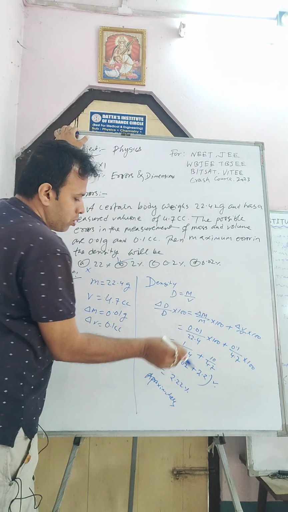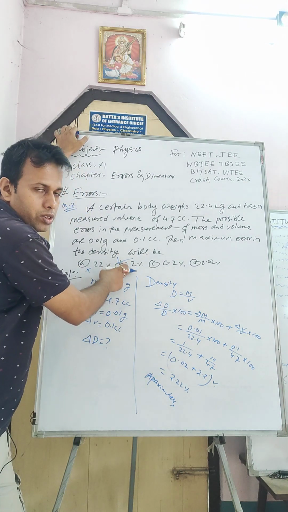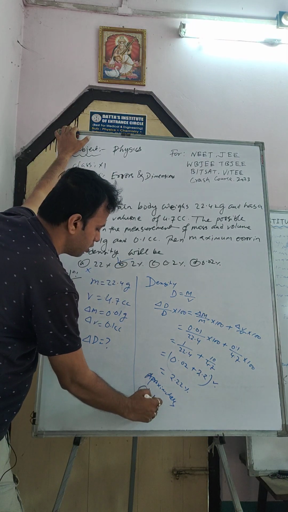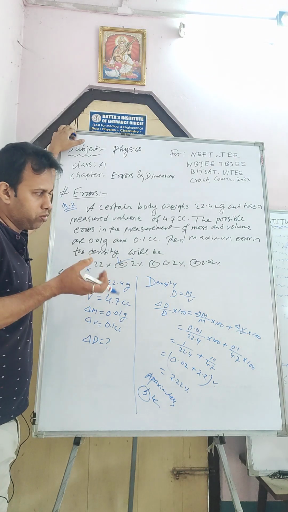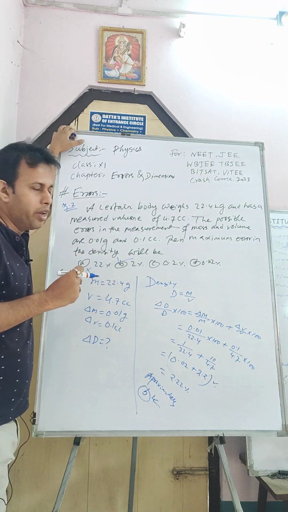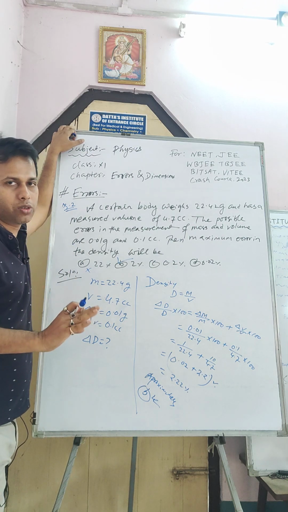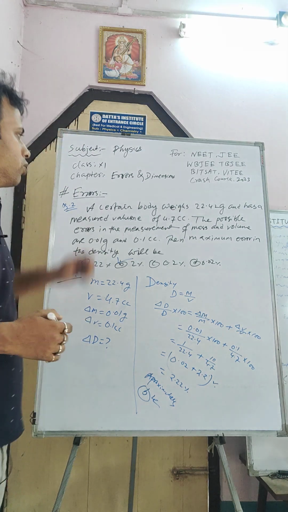Okay, so the closest one is 2.2%, that is 2%. So option B will be the correct answer. Sometimes you have no need to do exact division, you just have to consider the approximate value and look at the options, and the option which is very close to that one will be the correct answer. Okay, you can find it in a smart way also.